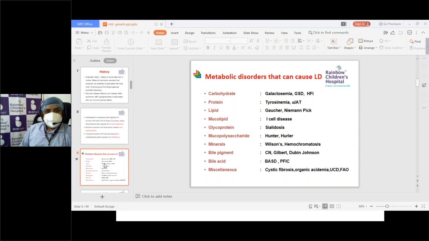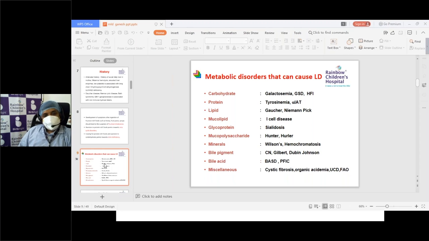With regards to protein and amino acid metabolism, think in terms of tyrosinemia or alpha-1 antitrypsin deficiency. Tyrosinemia type 1, especially, may present in the later half of the newborn period as acute liver cell failure. Then suppose some child has organomegaly. Think in terms of lipid storage disorders, which may be Gaucher, Niemann-Pick, Tay-Sachs, Sandhoff's disease, etc. And I-cell disease when we are suspecting a disorder of the mucolipids. And mucopolysaccharidosis can present as an isolated organomegaly.